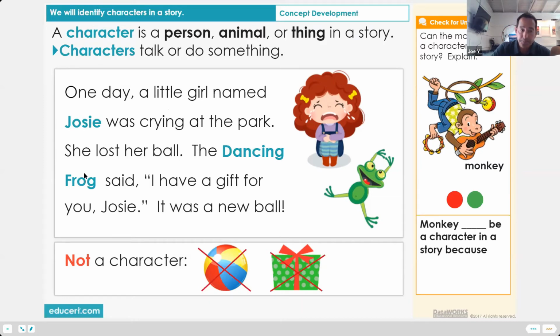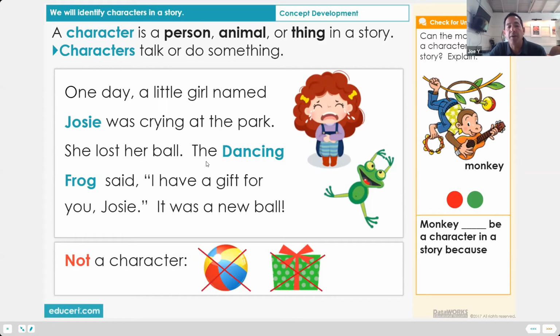That's an example. She lost her ball. Everyone read. She lost her ball. Now remember, the kids need to be reading. Obviously, they're not all going to be reading, but at least if I say read with me, one of the side benefits is at least our non-readers are orally hearing it, and we're still exposing them to this. The dancing frog said, I have a gift for you, Josie.